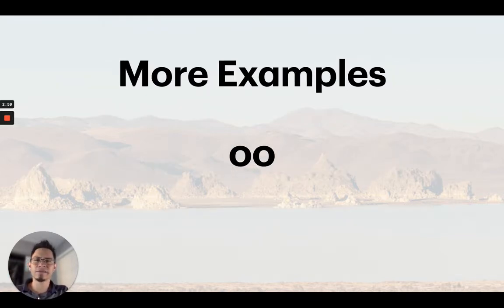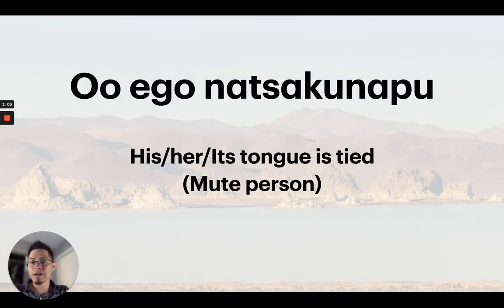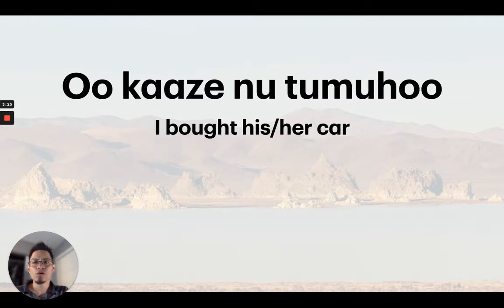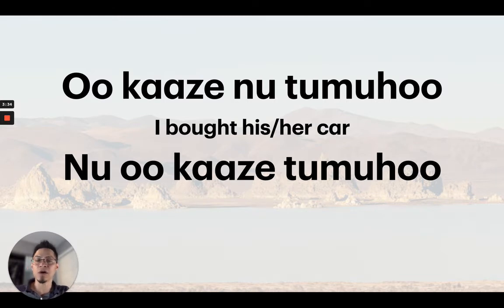But first, looking only at u. Uigo natsakunap. That means his or her or its tongue is tied. That refers to a mute person. Okay. Uigo. His tongue, her tongue, or its tongue, natsakunap, is tied. Ukazinutemuhu. I bought his or her car. Okay. You could also reverse the order and put n ukazitemuhu. Means the same thing. I bought his or her car. Ukazi. Its car.